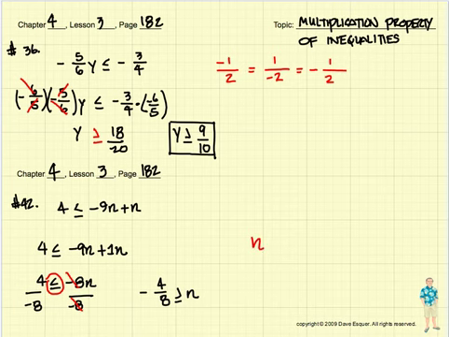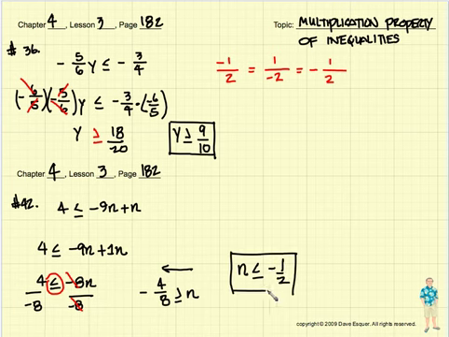So n turns out to be, oops, let's go back. One more time. So n turns out to be, I'm reading the problem this way now, n is less than or equal to minus 1/2. Minus 4/8 is the same as minus 1/2. I'm reading the problem from right to left. N is less than or equal to minus 1/2.